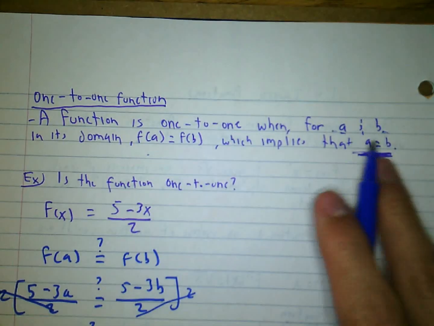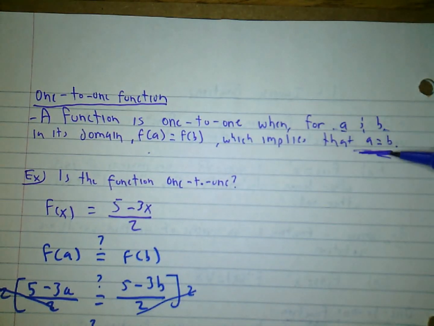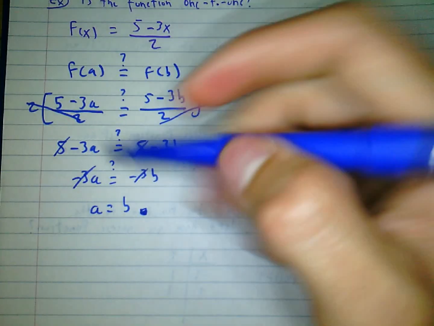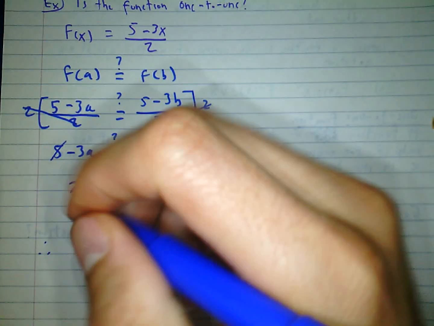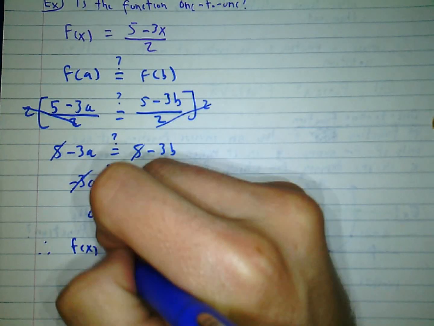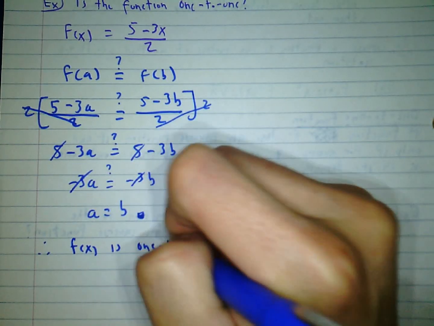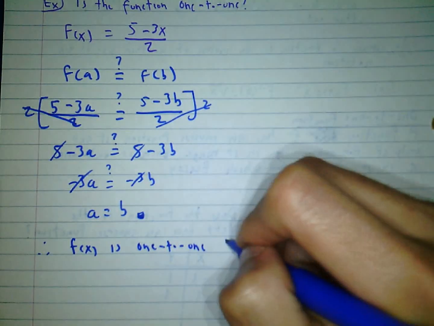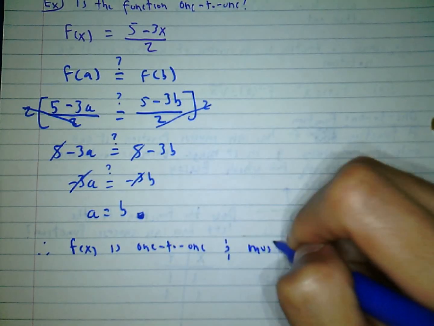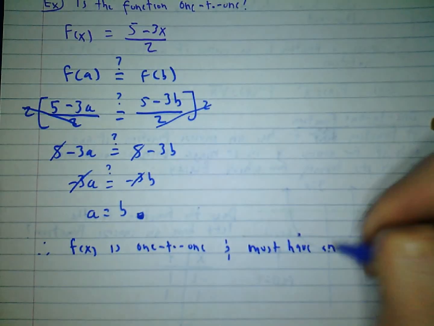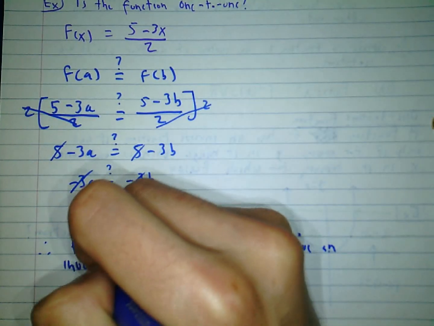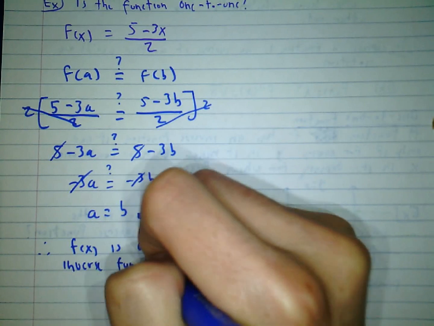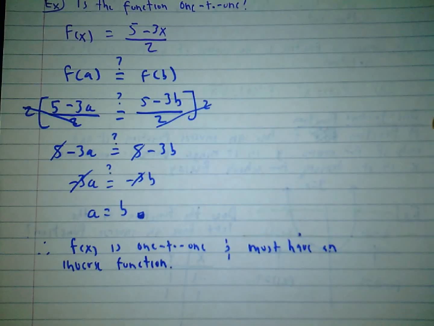Think this through. If you're able to do the algebra and go all the way down and prove that a is equal to b, then at that point we can say, then therefore f of x is 1-to-1 and must have an inverse function. Okay? So that's how you determine algebraically whether a function is 1-to-1.